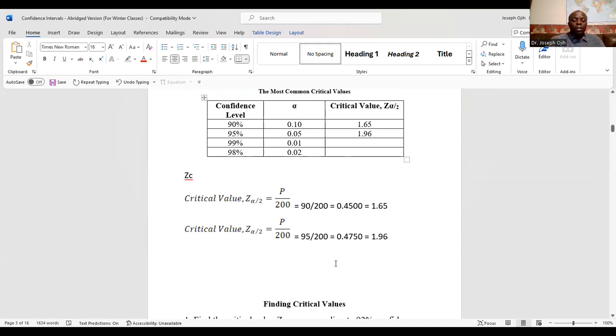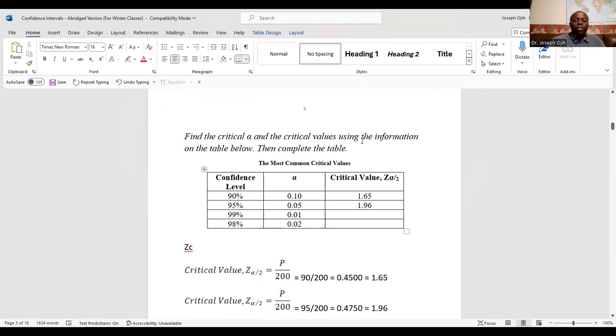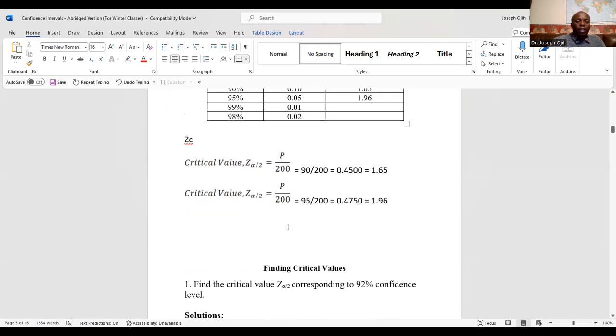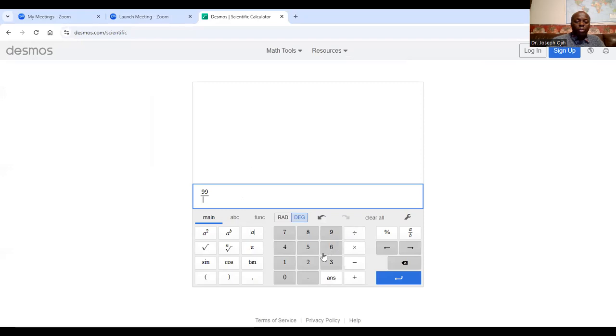Now, to find the other one, because the question says find the critical alpha and the critical values using the information on the table below, then complete the table. We have already found the critical alpha, and we're looking for the critical value itself. So for 99, I'm going to paste this again here and do 99 over 200. Now let's get 99 by 200 on the calculator. That is 0.495.